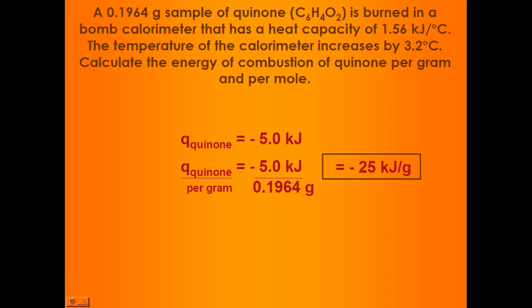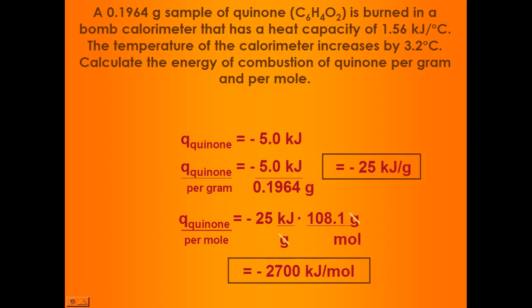If we want to convert from grams to moles, we can either take that amount of quinone and convert it to moles using molar mass, or you can just go ahead and take the negative 25 kilojoules per gram and use molar mass to get you to kilojoules per mole. And this time it's going to be even a little bit larger, which kind of makes a little bit more sense. We've been seeing larger values for the energies associated with burning.